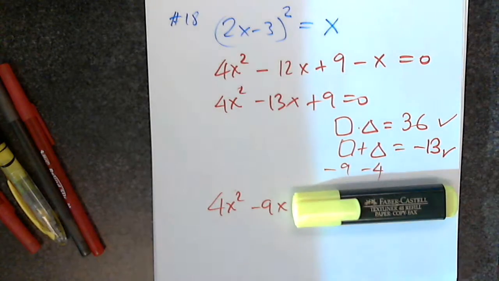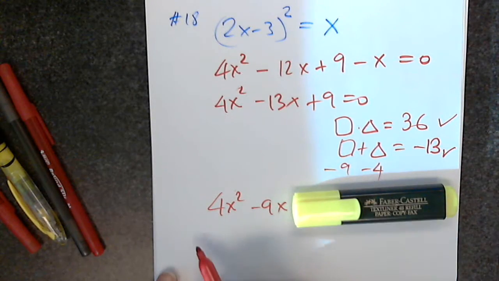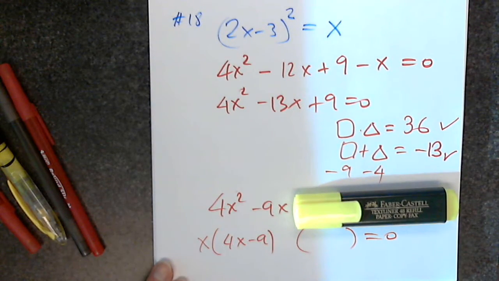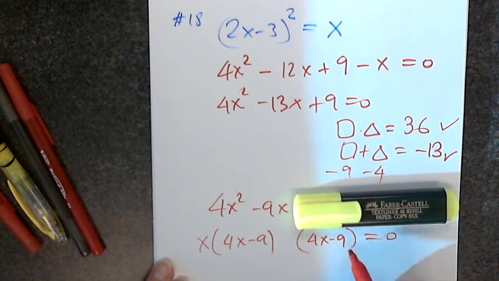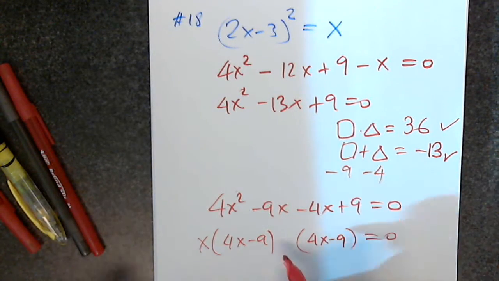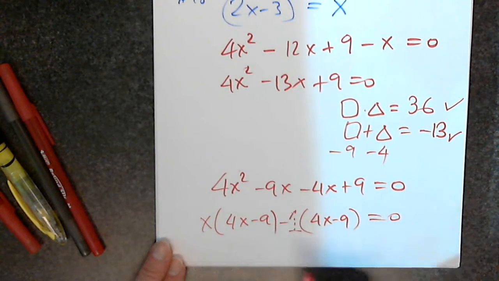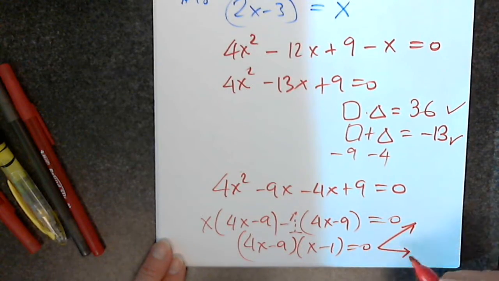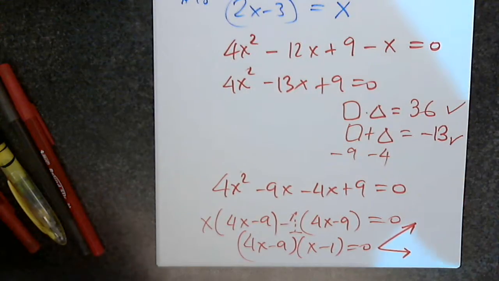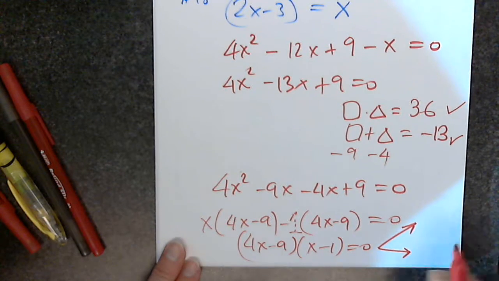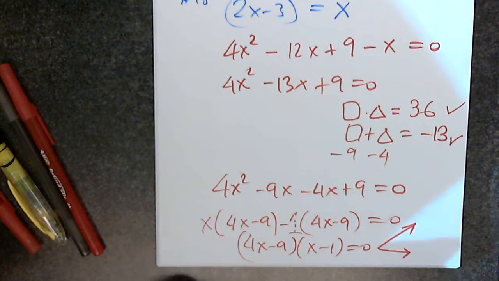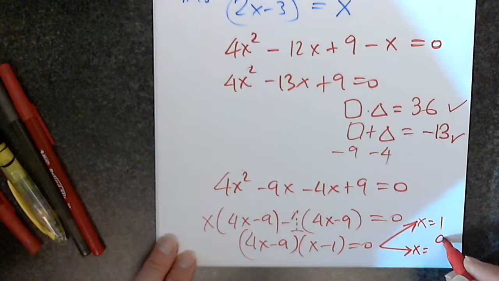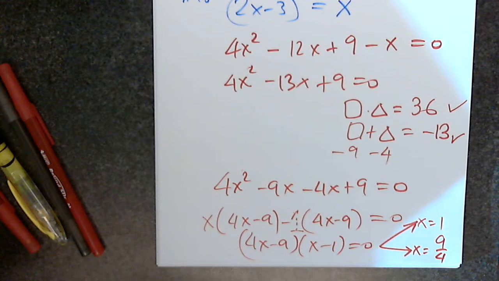Yes, from the first two, this is 4x minus 9. From the other two, good. And now I look. So the common factor is 4x minus 9, and then x minus 1. So there are two options. Can anyone give us those two options? Yes, but this is not a rational equation. So x has to be 1 or x, yes, 9 over 4, indeed. Very good.